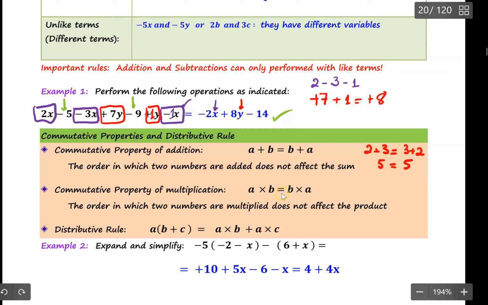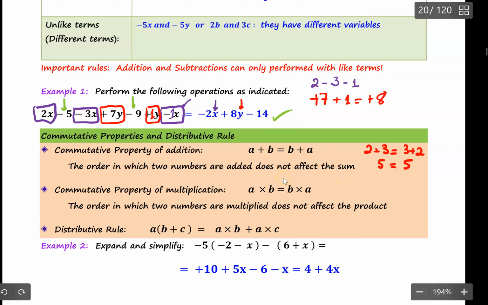In order to see that these two are equal to each other, I would like everyone to pay attention to a times b, and then I put an equal sign and I say b times a. So what I did is I actually switched the position of these two. So the commutative properties of both addition and multiplication are both saying that the position of these two variables does not affect the result. Okay, so if you multiply two numbers, it's called a product.